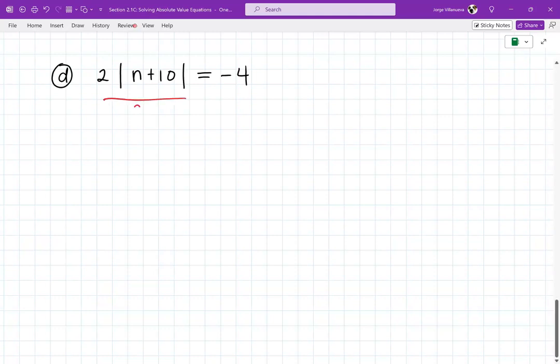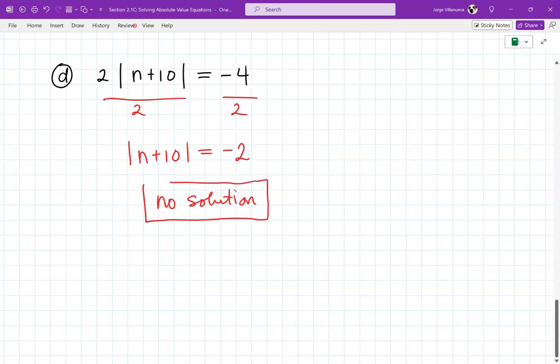So let's divide by 2. But when I divide by 2, I still have the absolute value equal to a negative number. And can I have that? No. So I'm just gonna write no solution. By the way, if you ever want a shortcut to writing no solution, you can always do this. Okay? It's like a 0 with a slash, basically saying there's no answers. Or you could write no solve if you want, no SOL, that's fine too.